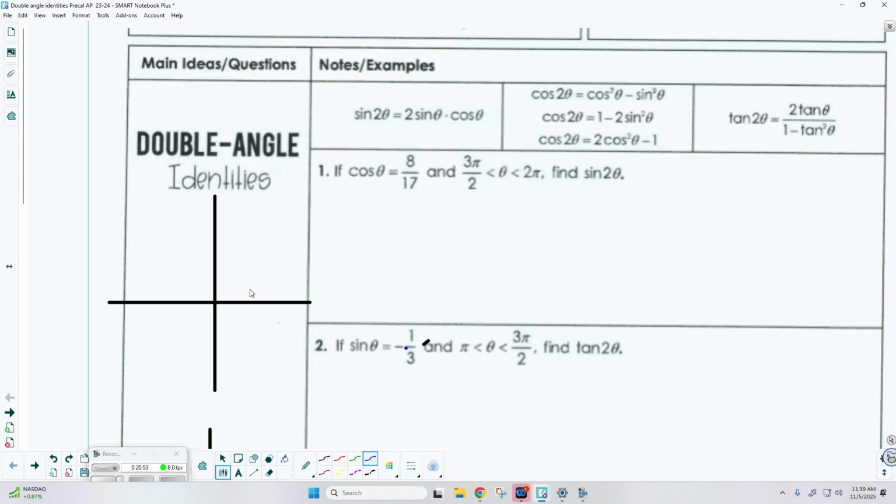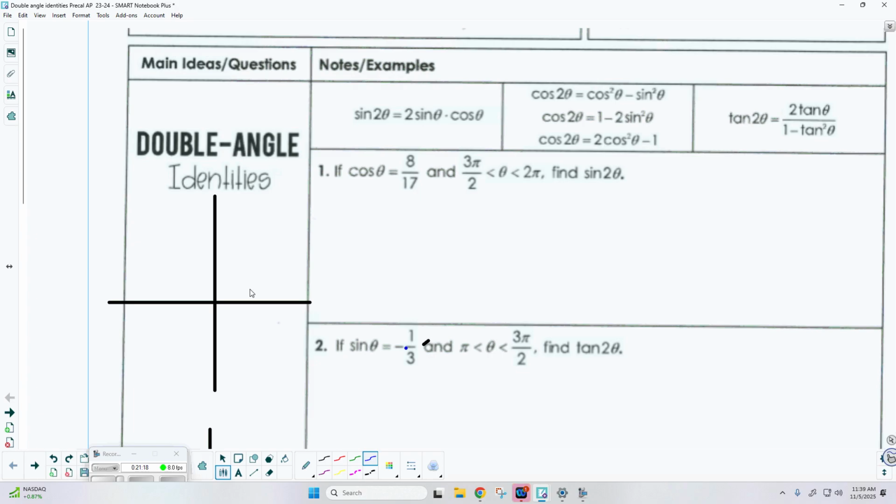Okay, so there's 5 more. First up, sine of 2 theta. So it makes sense why we're calling them what we do. If you're doubling or multiplying your variable by 2, double angle identities. Sine of 2 theta equals 2 sine of theta cosine of theta. Tangent of 2 theta is once again going to be a fractional value: 2 tangent of theta divided by 1 minus tangent squared.